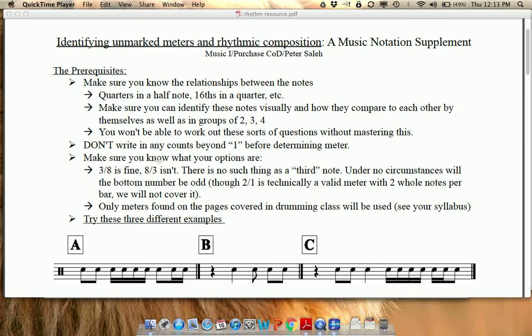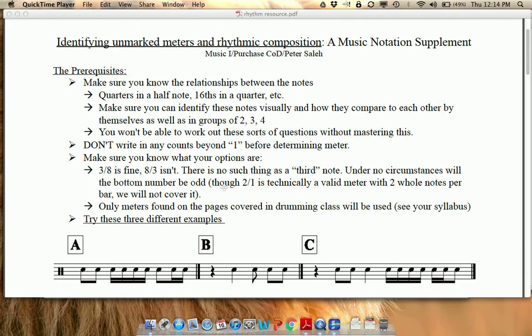This is where we have to distinguish between just something that kind of looks like a fraction and something that is an actual time signature. You can't just slap two numbers together and hope that it is a time signature. Under no circumstances will the bottom number be odd. Now I'm going to go into technical land. You can have a 1 on the bottom. That would mean that the whole note is a group. We're not going to ever use that in the class. So all you need to remember is that you don't ever see an odd number on the bottom.